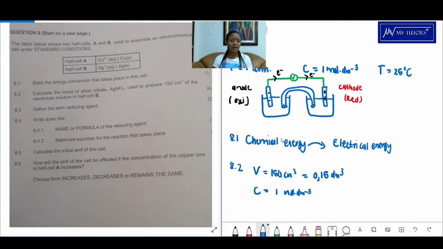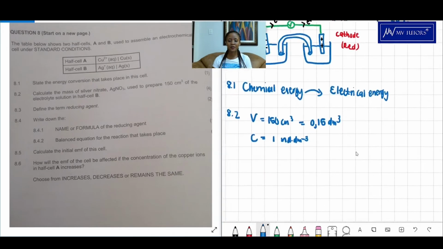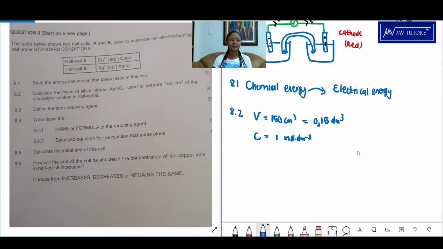So now, if you want to determine the number of moles, this is where I'm going. You want to get the number of moles, and then you can get the molar mass, and then you can get the mass. Okay, so the number of moles would be the concentration times the volume. So it'll be 1 times 0.15, and that's going to be 0.15 mole.